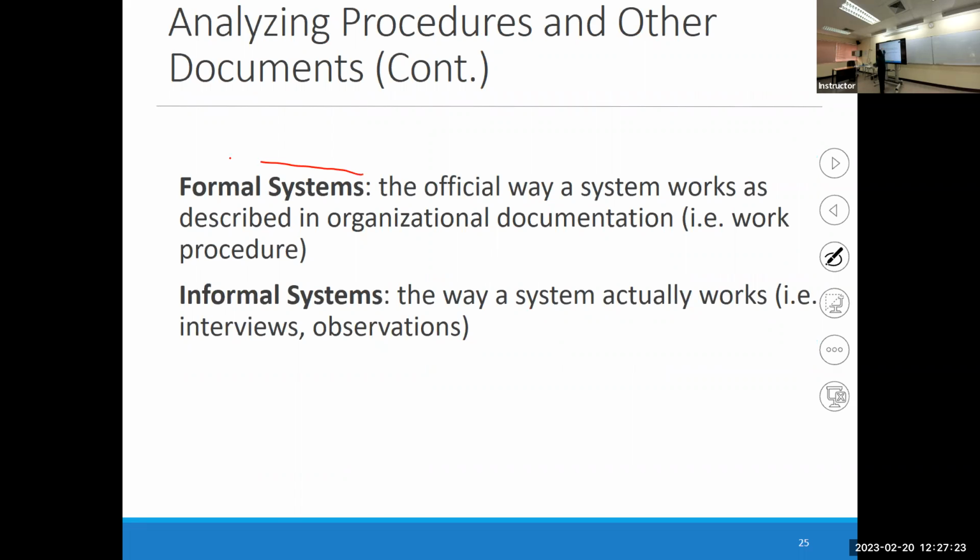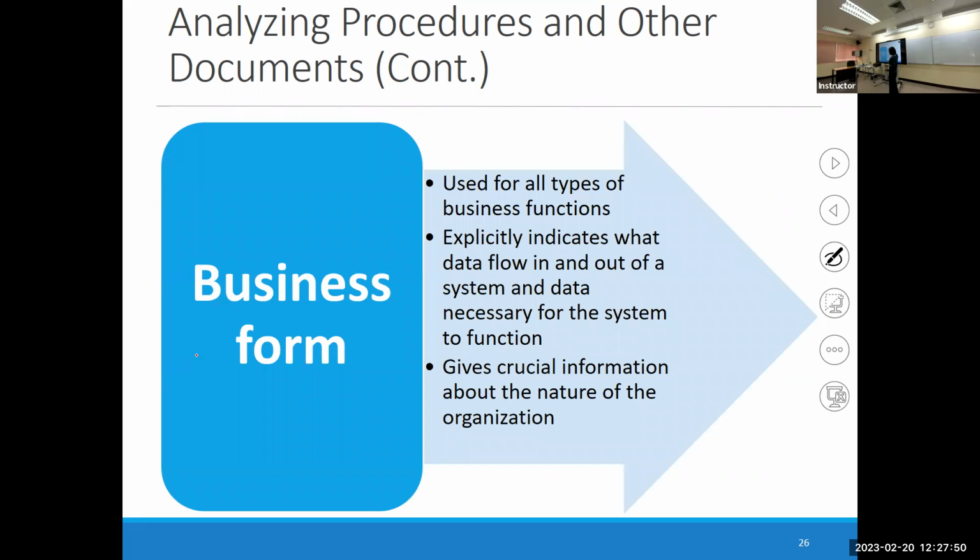Another thing is when you check existing systems. Formal system means we do everything according to the proper systematic way. Informal system, of course, we make use of interview and observation in order to understand the requirements. And when we talk about business forms, analyze not only the standard procedure, but also forms.